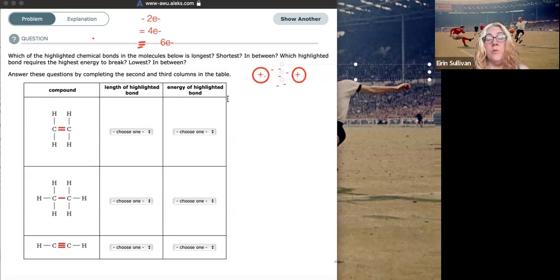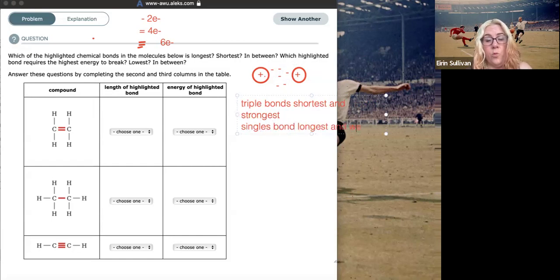So it's going to cost you more to break. So triple bonds are the shortest and the strongest, and the single bonds are the longest and weakest. And obviously double bonds are somewhere in between.